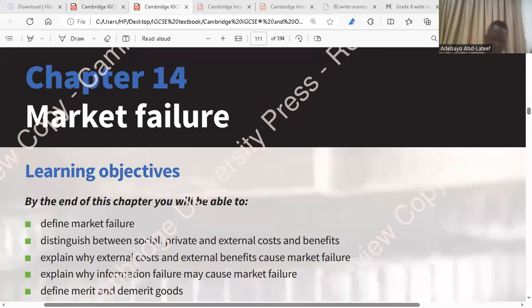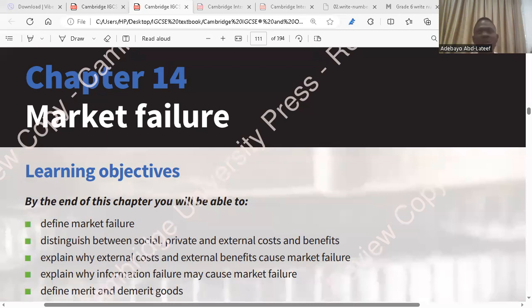Chapter 14, market failure. The market can fail. And when the market fails, it's because the market forces fail to produce goods in the quantities that consumers demand. They fail to produce them. And even if they try to produce them and it is not affordable for consumers, they have failed also.